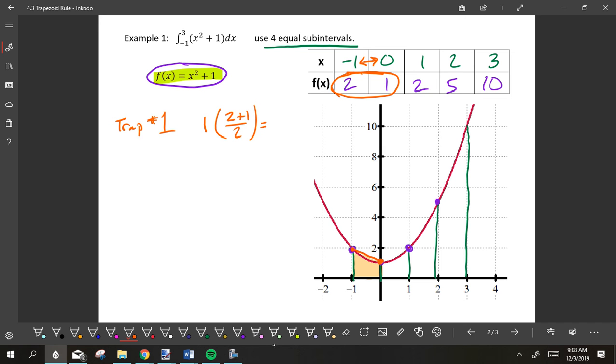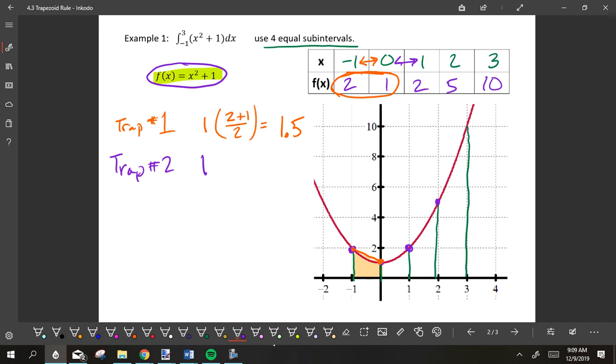What's the area of that trapezoid going to be? 1.5. 2 plus 1 is 3, cut in half is 1.5. That's trapezoid number 1. Let's look at trapezoid number 2. We're going from 0 to 1, so my width is going to be 1 again. They're all 1 because we set it up to be equal subintervals.